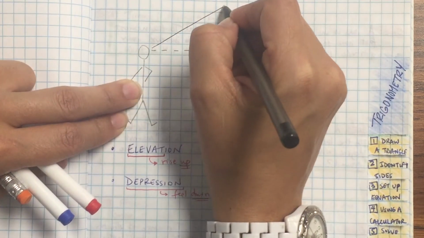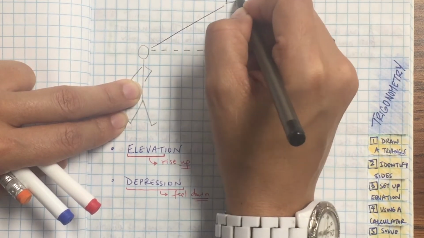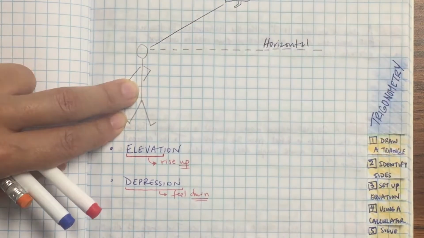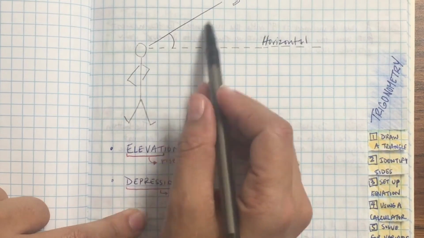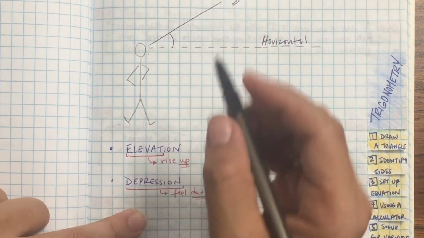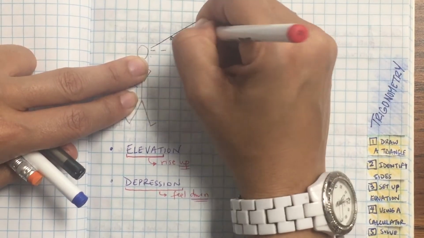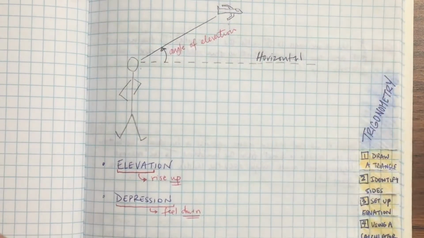So I'm going to draw him looking up. So what's that? Elevation. That's going to be an angle of elevation. So he's looking at a plane. And part of my drawing is not the best, but do your best. Right, that's called the angle of elevation. It goes from a horizontal line, his eyesight, up. Elevation. Elevate, rise. So that's the angle of elevation.